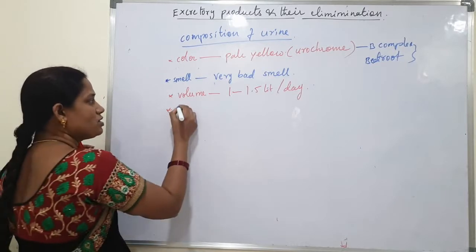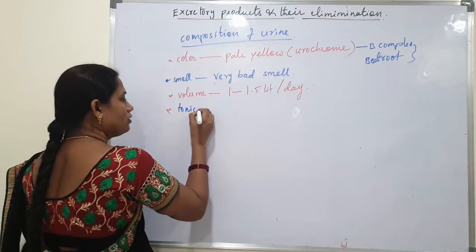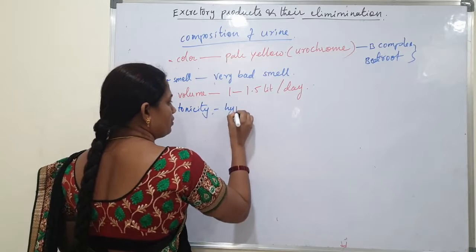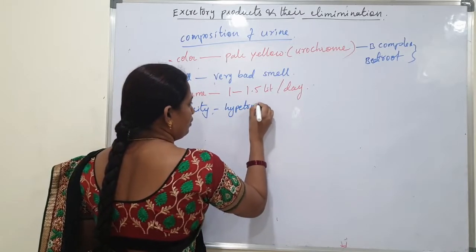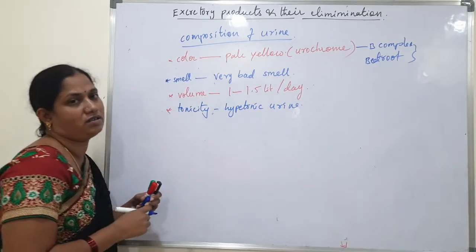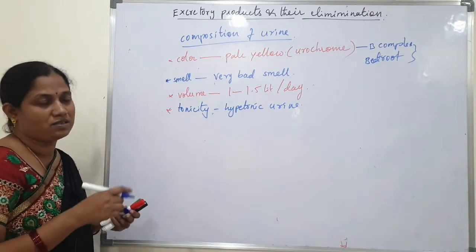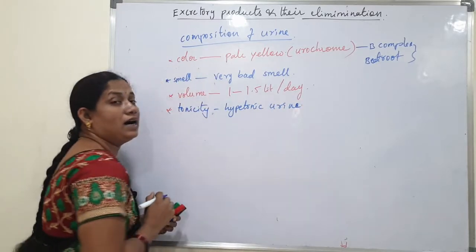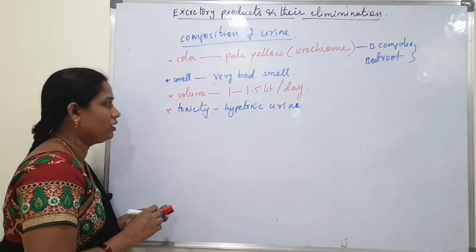Next, tonicity. Tonicity means concentration. Highly concentrated urine is produced in mammals and human beings. So that's why it is called hypertonic urine.